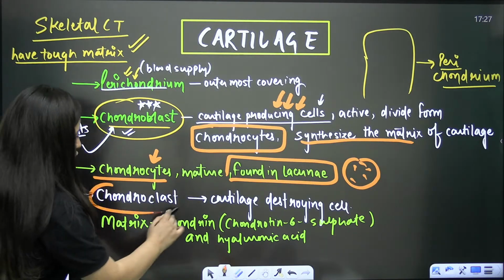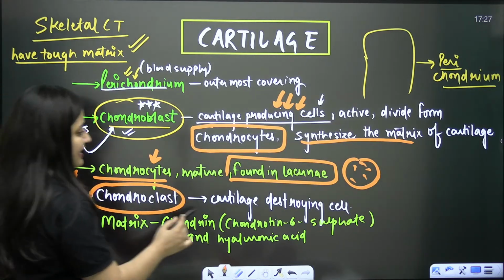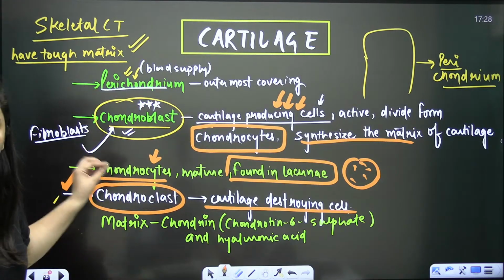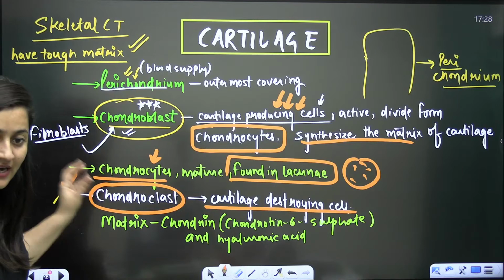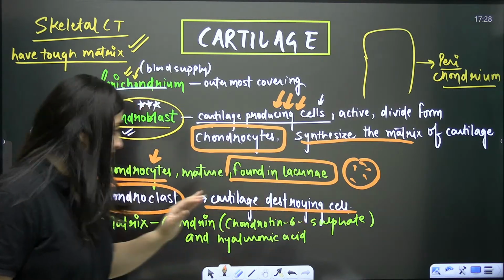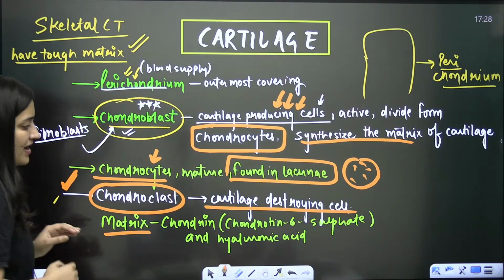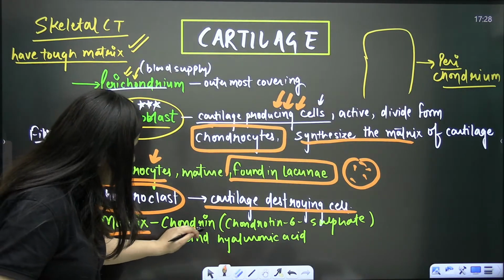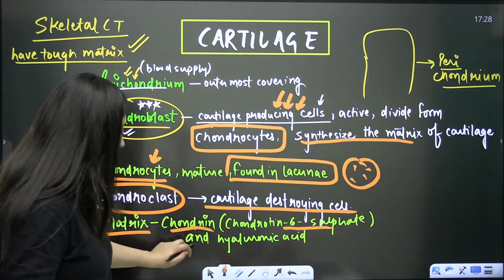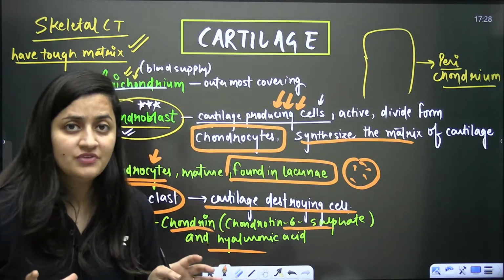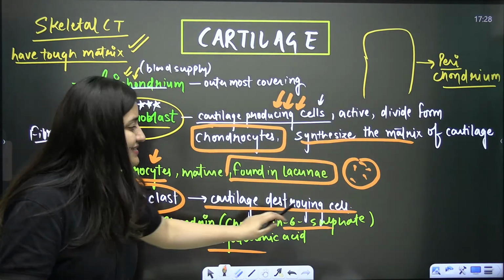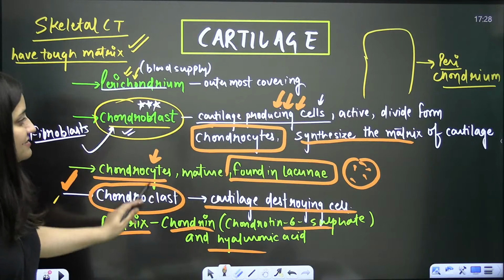And one more is chondroclasts. These are the cartilage destroying cells. This is important. Then the matrix mainly has chondrin. Chondrin is chondroitin 6-sulfate. These are the salts which make this matrix. So in the matrix of the cartilages, we will see hyaluronic acid and chondroitin 6-sulfate, and these are the cells which are present.